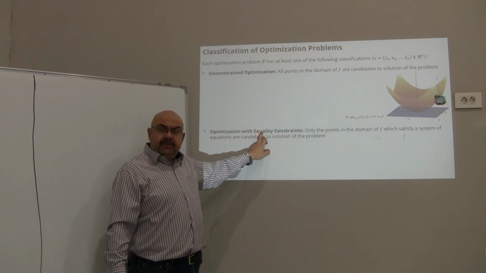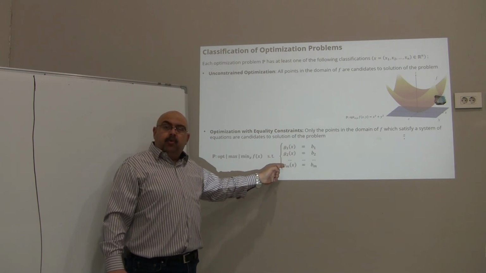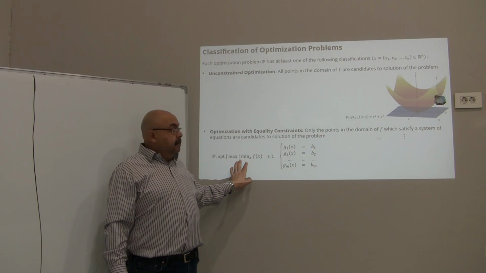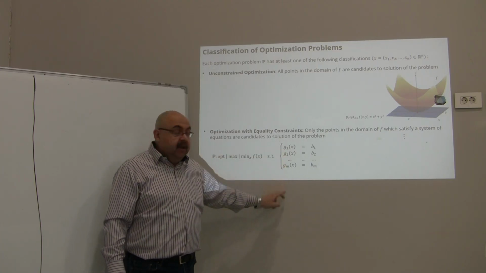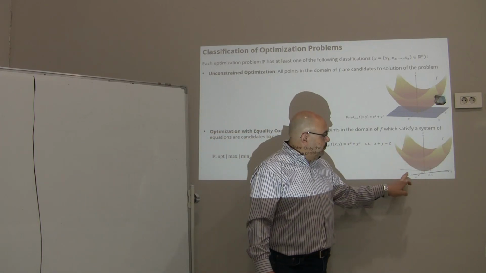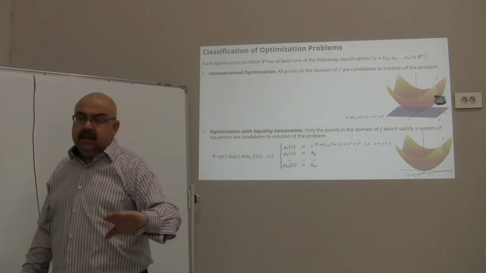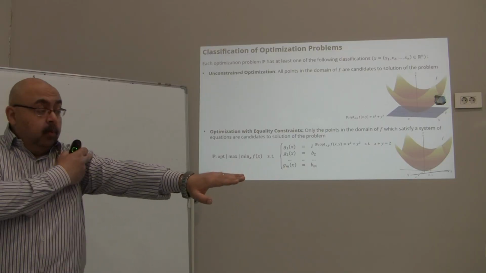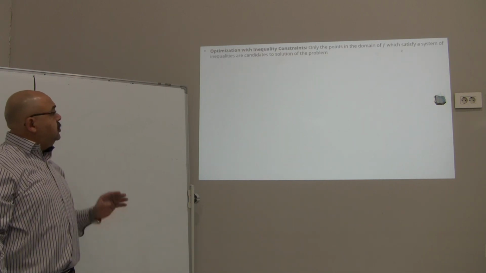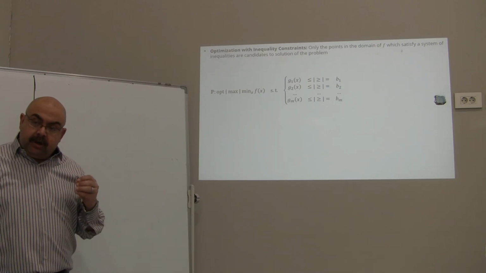Optimization with equality constraints. I will give you the objective function, and then I will give you a set of equations. You will have to find the maximum or minimum of the objective function while obeying these equations. Here, for example, I need to solve this one with respect to one of the constraints, which is an equality. So I need to find the minimum point, but it should be within this constraint, or within a point from these points.